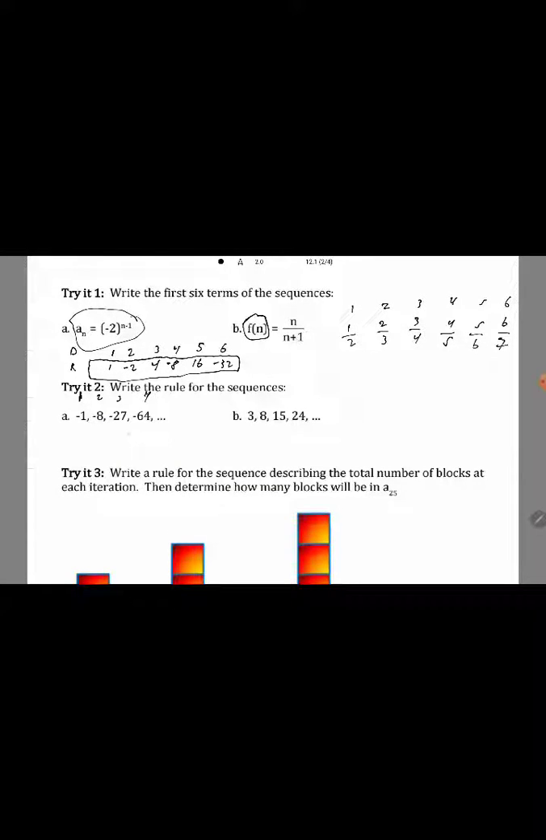So we try multiplication. Let's see, -1 times 8, so I'm multiplying by 8 here, and then 27, how do I get to 27 from 8? That's like 3 point something, so we know that multiplication doesn't work.